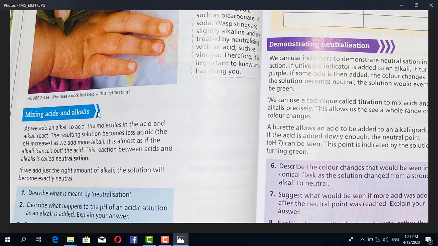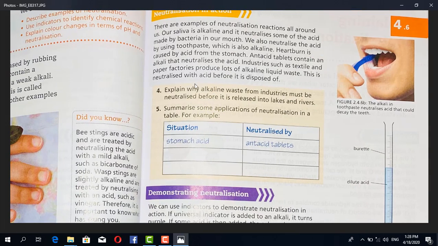Okay. Mixing acids and alkalis. As we add an alkali to an acid, the molecules in the acid and the alkali react. The resulting solution becomes less acidic. The pH increases as we add more alkali. It's almost as if the alkali cancels out the acid. So this is called neutralization. Neutralization is the process or reaction of acids with alkalis. If we add the right amount of alkali, the solution will become exactly neutral.